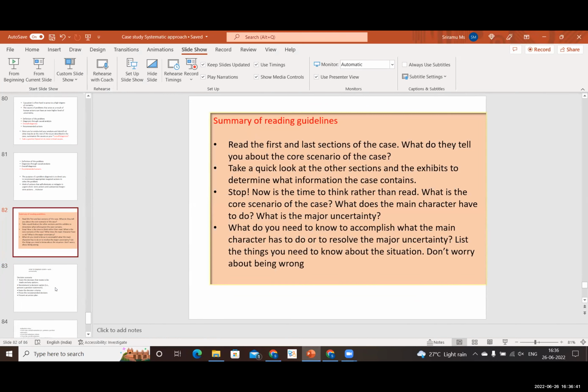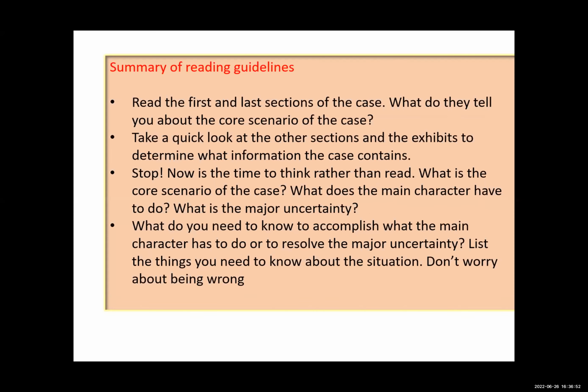Okay, summary of reading guidelines. Just note down: first and last section. What do they tell you about the course scenario? Take a look at other sections and exhibits to determine what information the case contains. Now is the time to think. What is the course scenario in the case? What does the main character have to do? What is the major uncertainty? What do you need to know to accomplish it? What does the main character have to do to resolve the uncertainty?